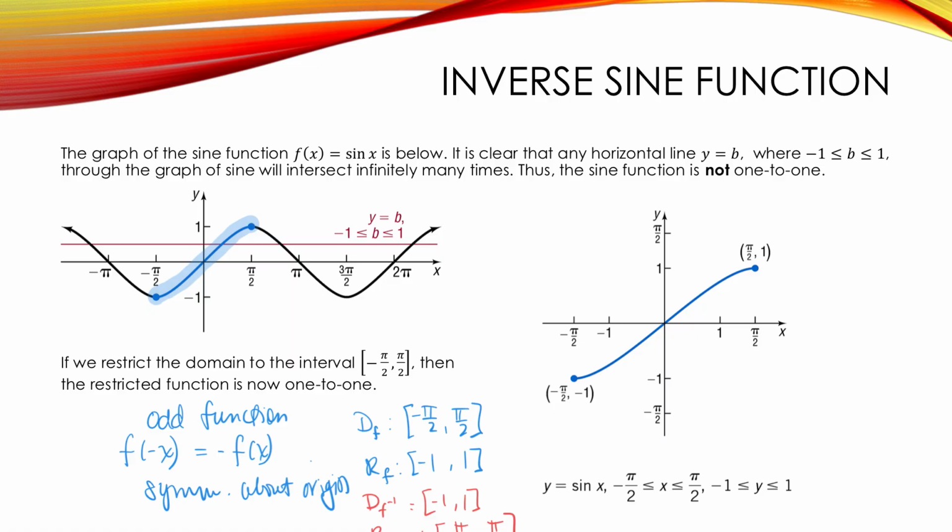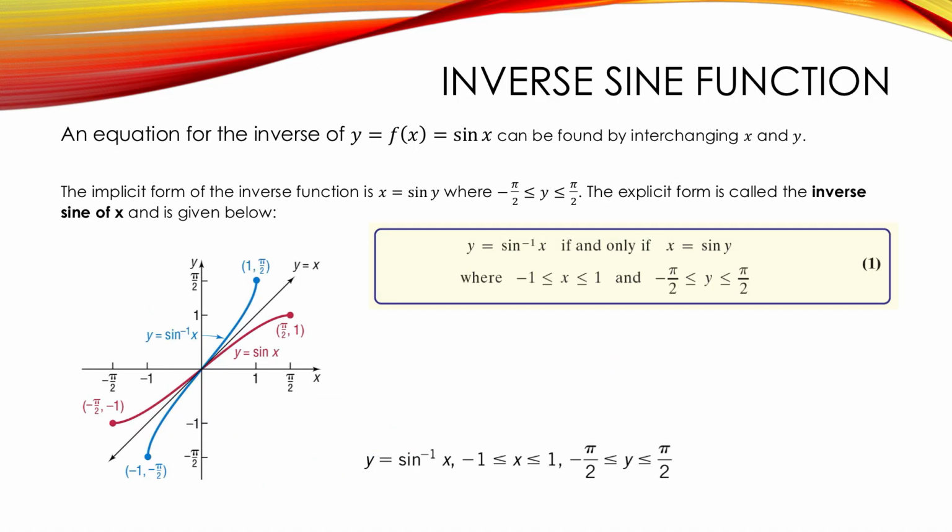We're going to see that a little bit more on the next slide. So here we are. This is our inverse of sine. An equation for the inverse of f of x, or y equals sine x, can be found by interchanging x and y. So we would change it to x equals the sine of y, which we can see right here. And we're keeping our y between negative pi over 2 and pi over 2, which we'd already said we were going to do because now we're switching them around.